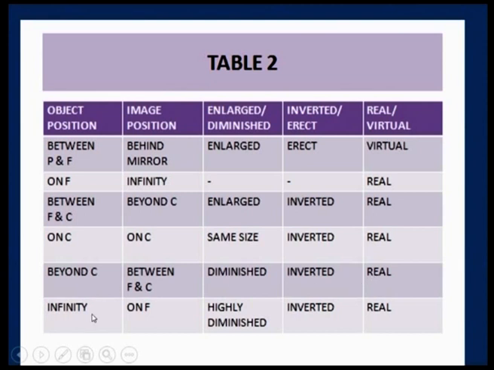Finally, if the object is at infinity, this you can understand from the focus definition, the image position is on F. The image is highly diminished, it is inverted and again it is a real image. So children, I hope you have understood the demonstration of the activity and whatever data we have inferred from it, whatever information we have interpreted from it.